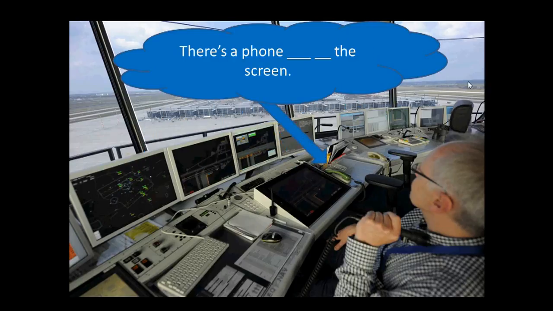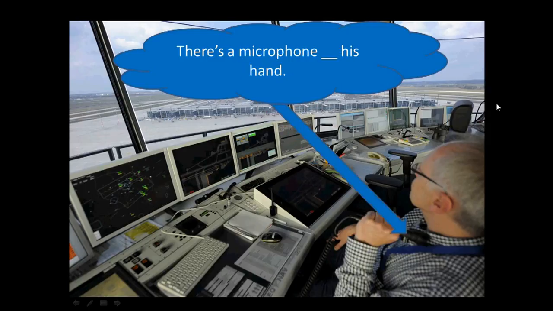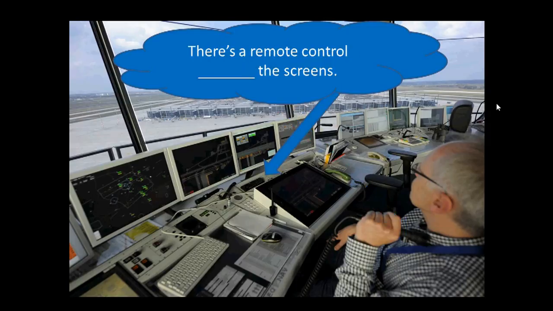How about this one? There's a phone next to the screen. Here's the screen. The phone is next to it. There's a microphone in his hand. There's a remote control between the screens. Here's a screen. Here's a screen. The remote control is between the screens.